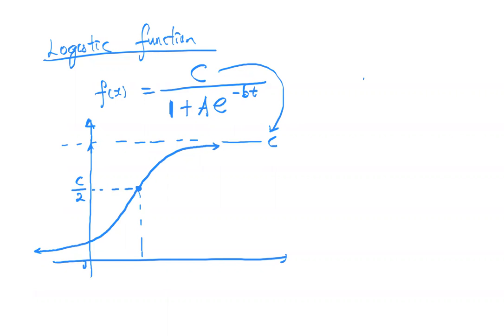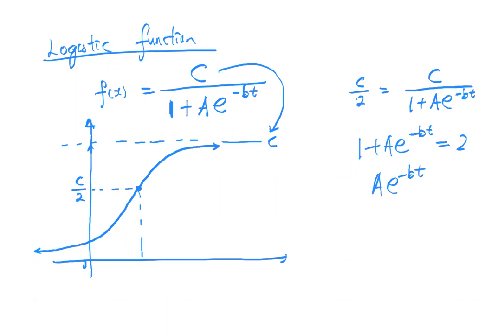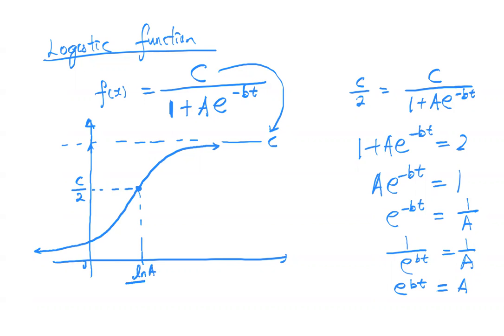So from here, f(x) is equal to half of C, correct? I try to find the T, so I substitute into the formula. C and C cancel, since top and both have C. So the bottom, 1 plus A e to the power negative BT, will be equal to 2. So A e to the power negative BT will be equal to 1. So e to the power negative BT will be equal to 1 over A. So 1 over e to the power BT equals 1 over A, correct? So e to the power BT is equal to A. So the time here, the formula will be ln A over B. This will be the time whereby it is increasing at the fastest rate.